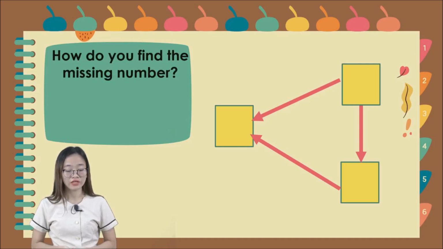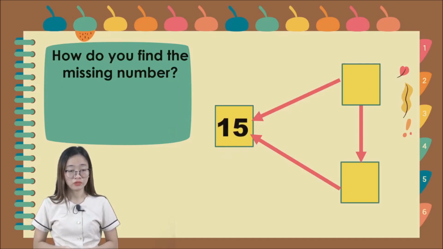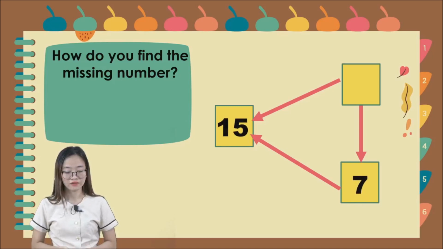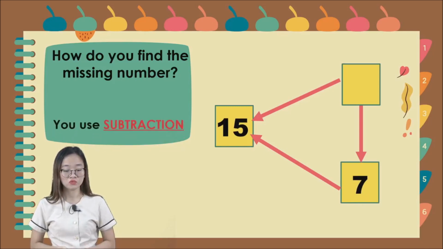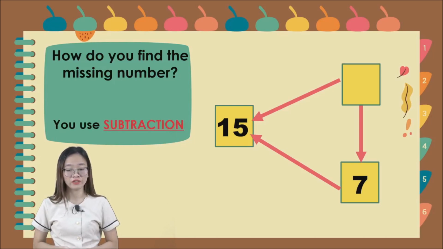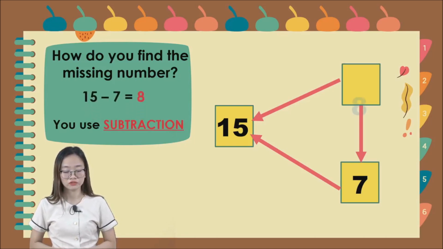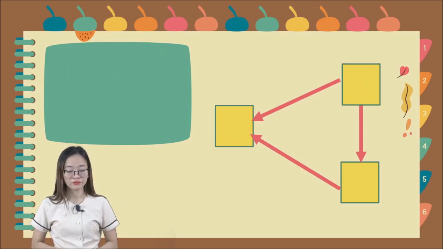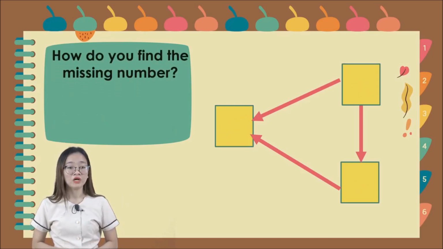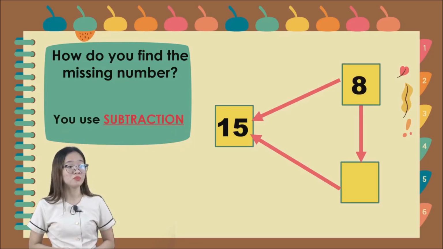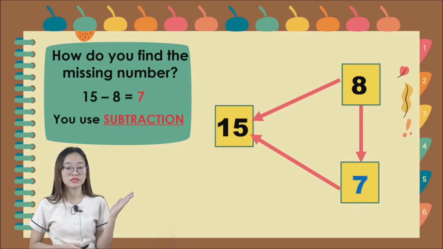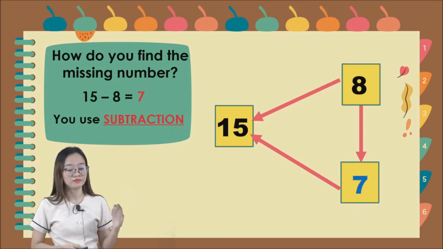Now, how do you find the missing number? We have 15 and 7. For this we use subtraction. So 15 minus 7 is equal to 8. So the answer is 8. Another, how do you find the missing number? 15 and 8. We use subtraction. So 15 minus 8 is equal to 7. So the answer is 7.